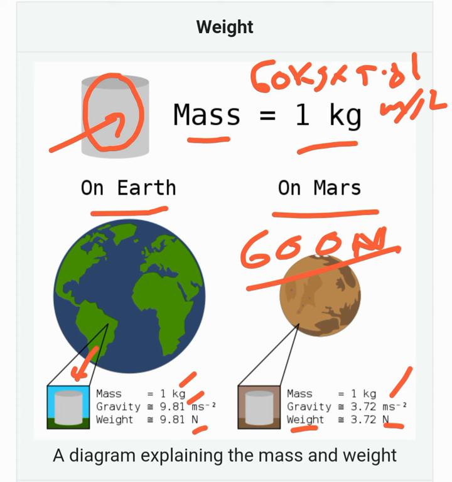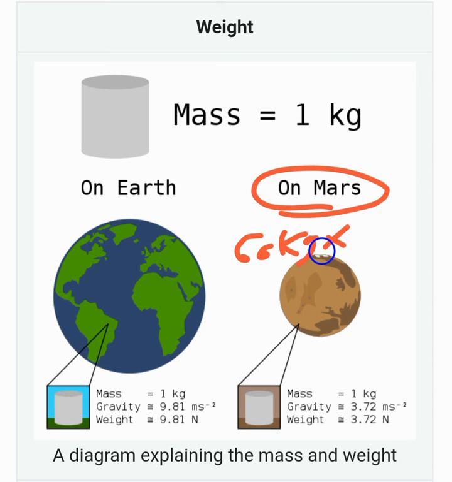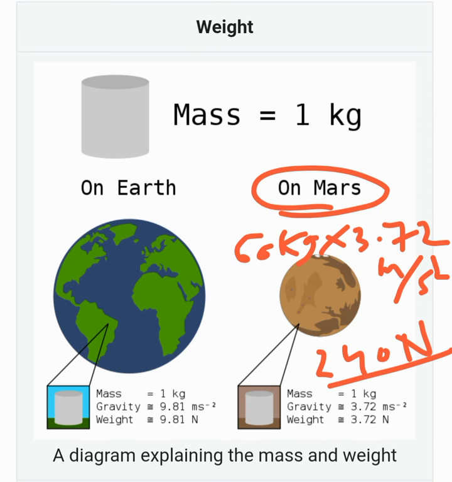So generally when I say I weigh 60 kg, it means it's the mass of my body, but the weight is different. It would be 600 Newton. On the other hand, if I go to Mars and I want to know how much is my weight, it would be again 60 kg multiplied by the gravity on Mars, which is 3.72 meters per second square. So it's approximately 240 Newton. That is the weight or the force that I will be experiencing on Mars.